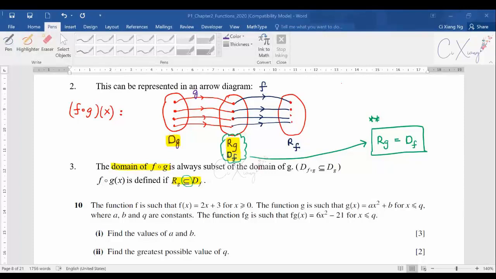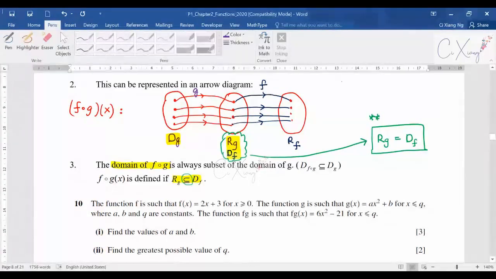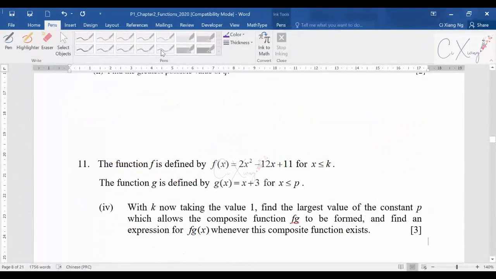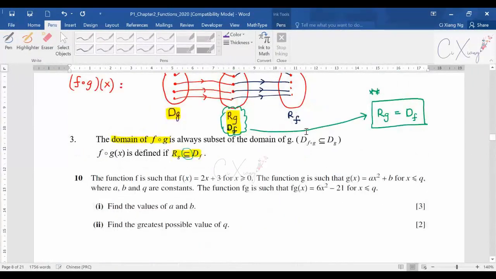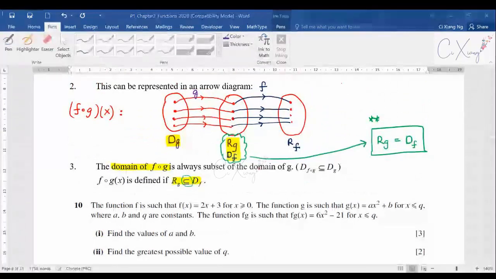Okay, so in the previous video we discussed the composite function, and I told you that in the A-level syllabus they will test you something extra. They try to bring in the concept of domain and range for the composite function. So to test you on that, here I select two questions from the past exam paper, and we'll discuss them now.